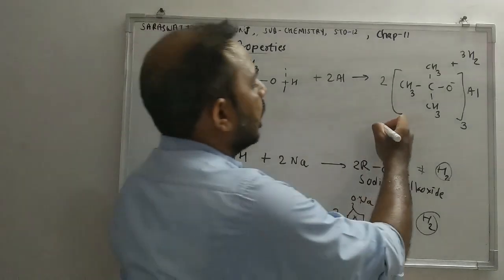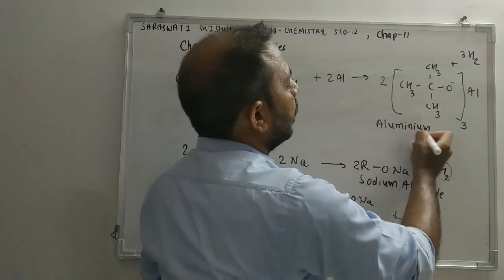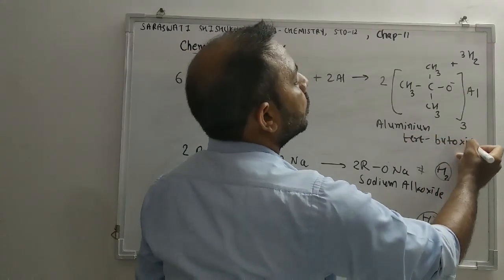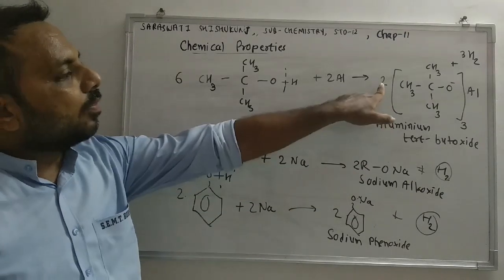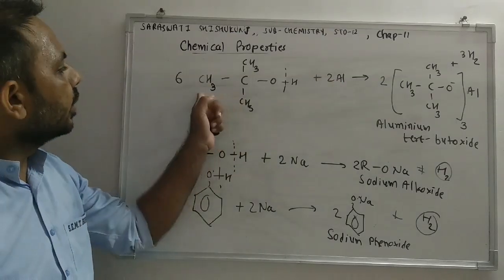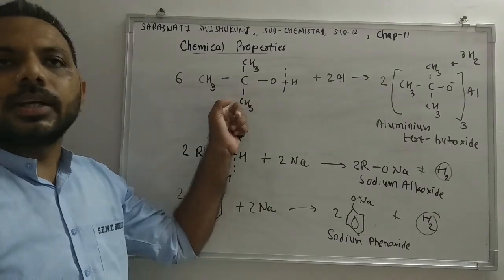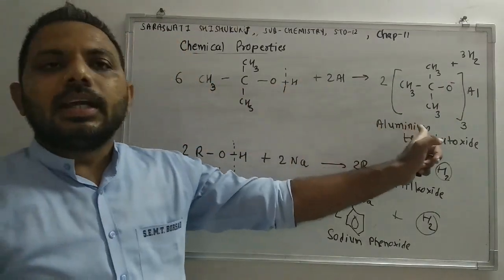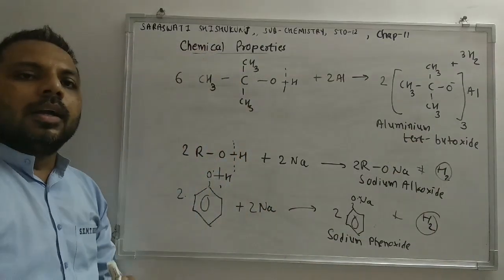This is known as aluminium tertiary butoxide. Aluminium tertiary butoxide. So why have we written 2 moles? Because 2 moles of aluminium can react with 6 moles of butoxide, 2, 3 are 6 moles of butoxide and 2 moles of aluminium. So aluminium reacts with butoxide and it will form aluminium tertiary butoxide. Okay.